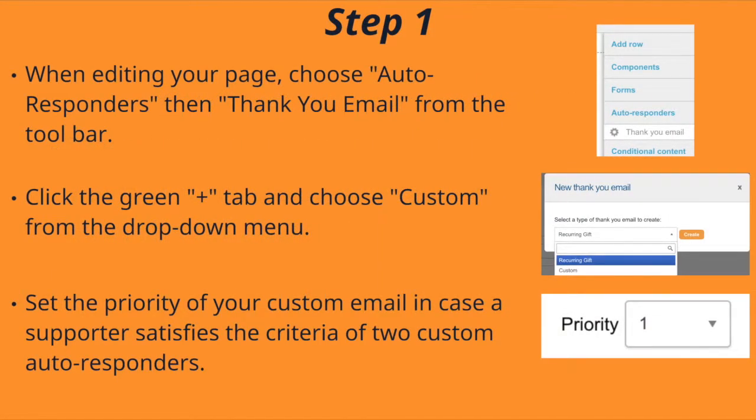So when you go into your donation page and you're editing it, you'll go over to the autoresponder area in the toolbar and select the thank you email. Then you'll see a little plus sign tab. I'm going to click that and select Custom from the drop-down menu. You'll set the priority of your custom email so that if somebody happens to meet the criteria of several custom emails, you can tell EN which version you want them to receive.